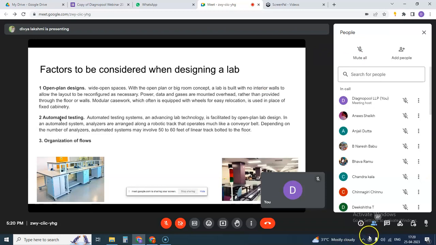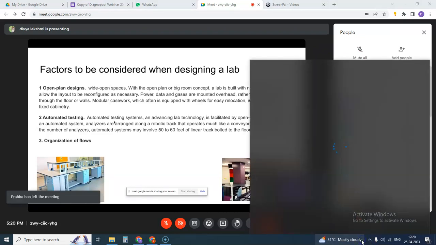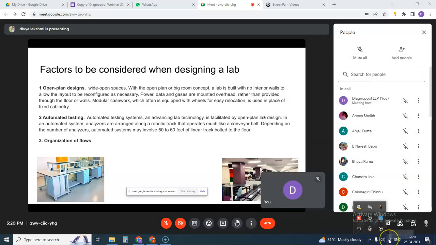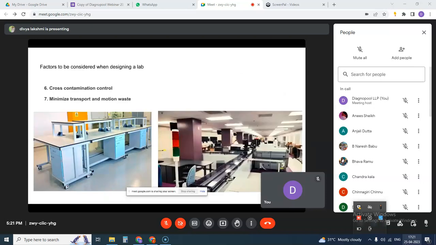Another factor you can consider is the automated testing system. An automated testing system is an advancing lab technology which is facilitated by open plan lab designs. In this kind of system, analyzers are arranged along a robotic track that operates like a conveyor belt. Depending upon the type or number of analyzers, it can extend up to 60 feet along the linear track. It will have an organized flow, cross-contamination control, and it can also minimize transport and motion waste in these kinds of lab concepts.